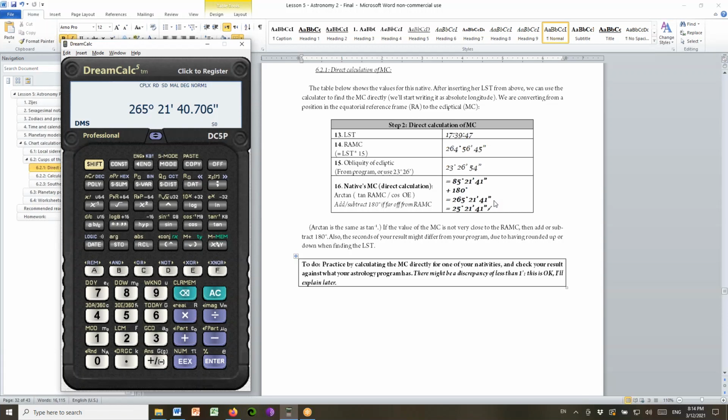And you know that the absolute longitude of Sagittarius is 240. So we know that since this is just above 240, we're in Sagittarius. In fact, we could just subtract 240, and that will give us 25, 21, 41 Sagittarius. That's the midheaven.